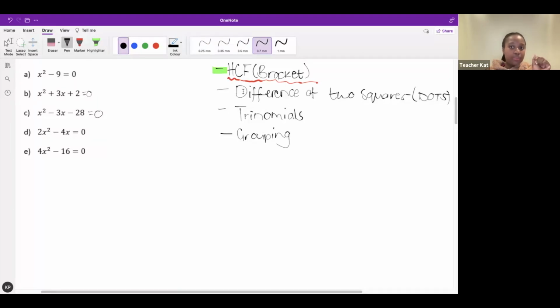Okay. Okay, let's get going. These questions look familiar to me, but I'm hoping I didn't do them with you guys. Let's see. A, which method of factorization are we using for A? Which method of factorizing are we using for A?